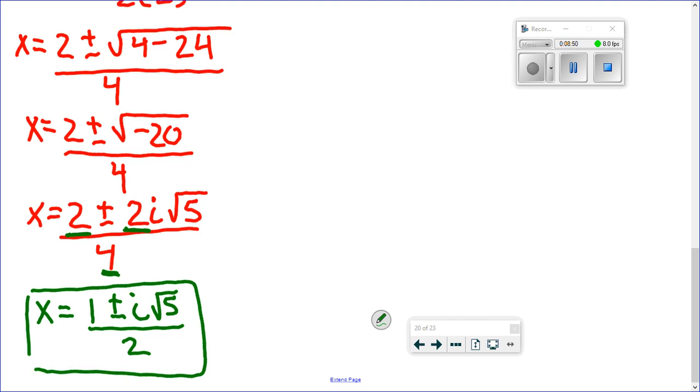So let's talk about our solution type. We had what type of solution? We had an imaginary solution. So that is going to give us plus or minus, that gives us 2 complex solutions. Remember, that's what it means to be an imaginary number. They're a complex number, so 2 complex solutions.